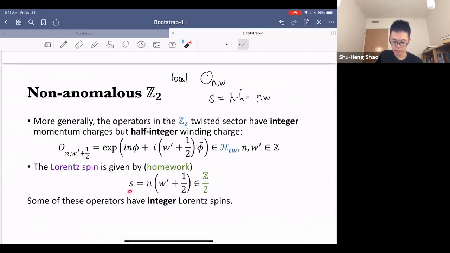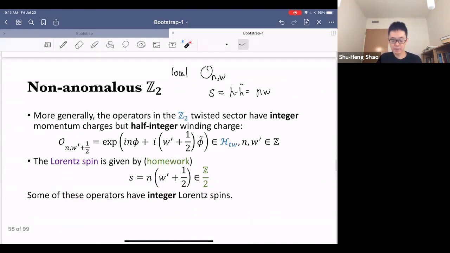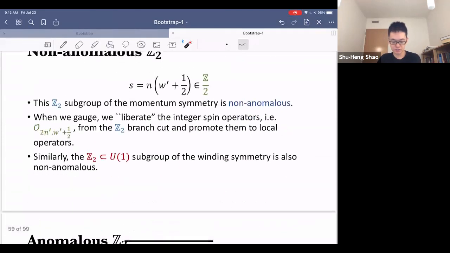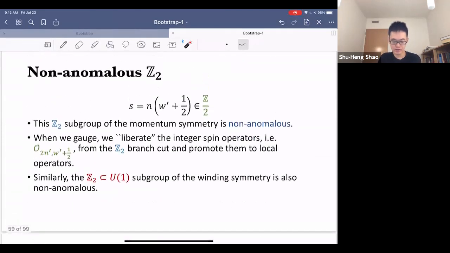So we conclude that the Lorentz spin of these operators with strings attached is given by this. It's an integer times a half integer. And that belongs to this set. So the final spin can be an integer or a half integer. In particular, some of these operators have integer Lorentz spins. And that means this Z2 is actually non-anomalous. And when we gauge this Z2 momentum symmetry subgroup, we liberate the integer spin operators.